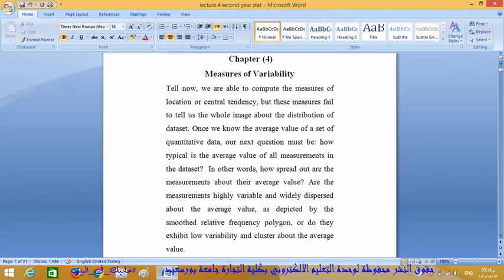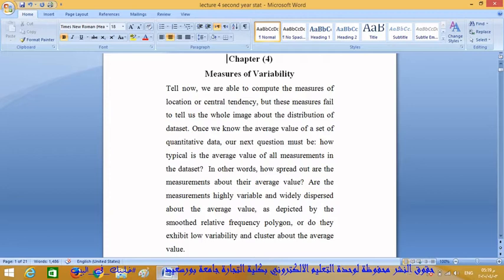Hi, my students. This is the first lecture during the COVID-19 early days. This lecture deals with measures of variability. Measures of variability, also called measures of spread or measures of dispersion. Okay? Now, in the previous chapter, we studied the measures of central tendency and the measures of position.